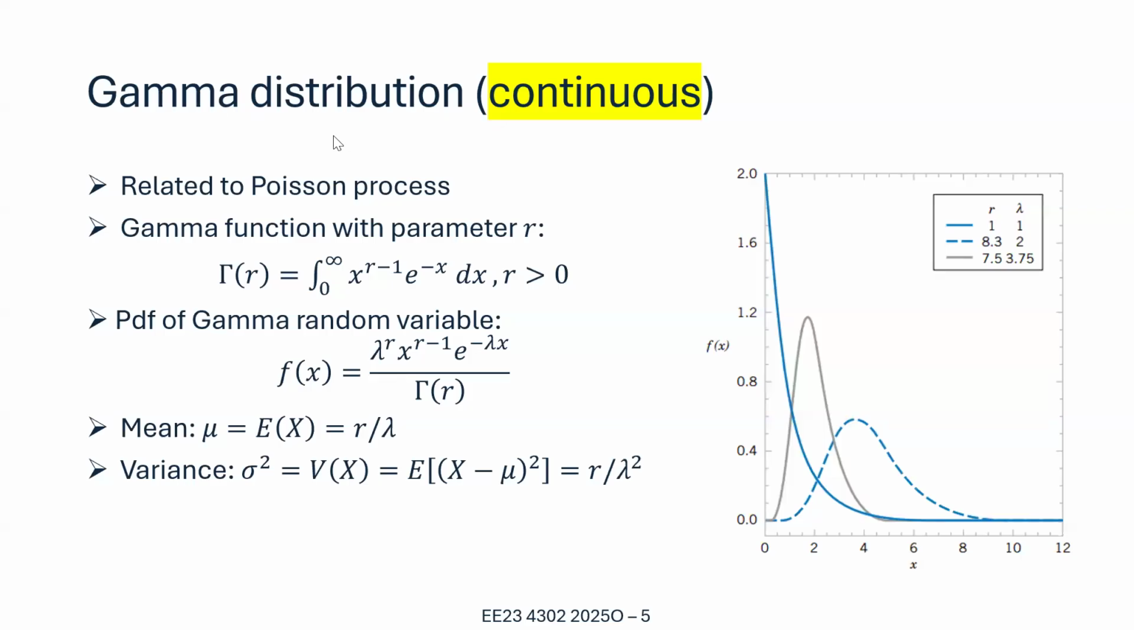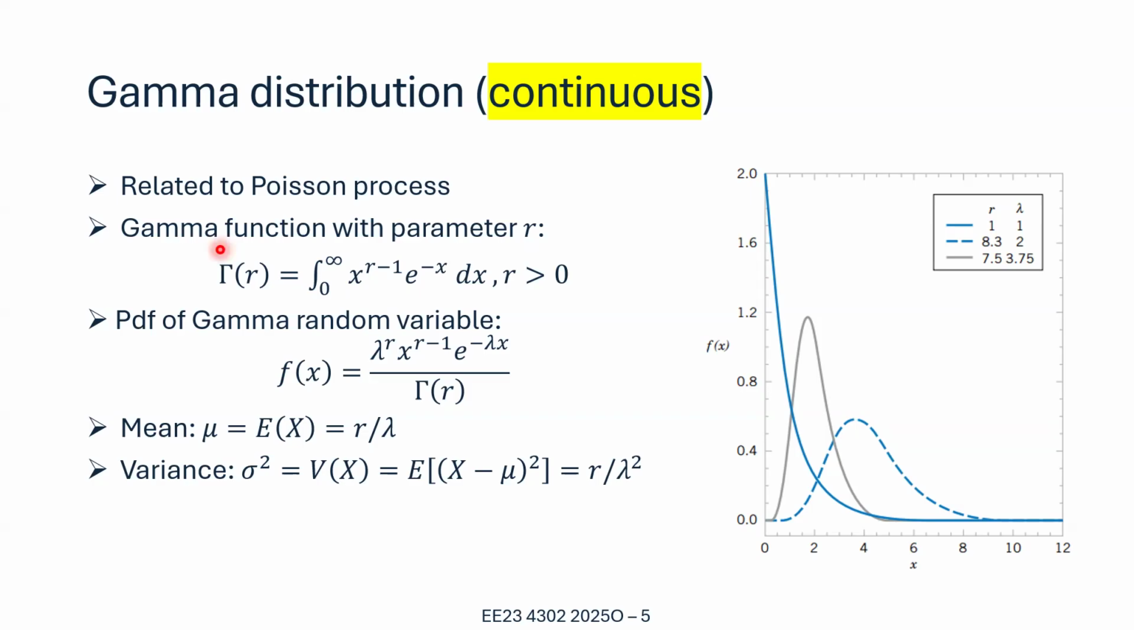All right, so here the gamma distribution is for a continuous random variable, and this is related to the Poisson process that we have previously. The gamma function itself with parameter r. So this is just a function, right? So we have the gamma r.